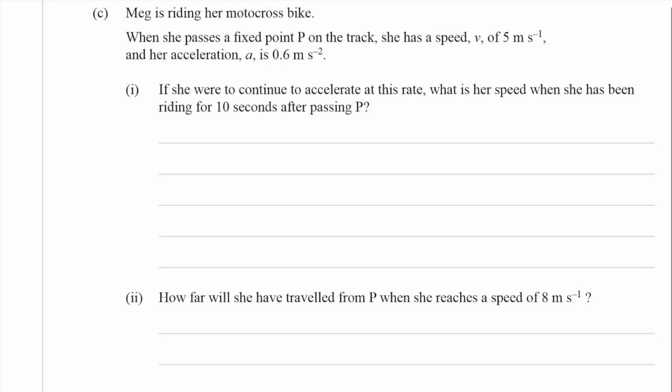So when Meg passes a fixed point on the track, she has a certain speed, right, 5 meters per second, and a constant acceleration of 0.6 meters per second squared. So if she was to continue to accelerate at this rate, what is her speed when she has been riding for 10 seconds after passing that point P?